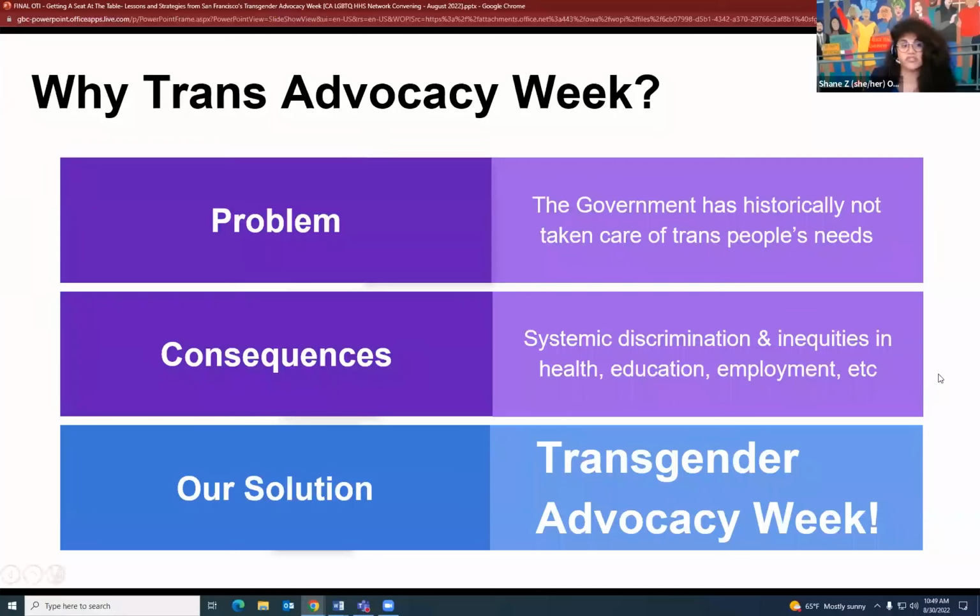So our solution was Advocacy Week, Transgender Advocacy Week. We wanted to find a way to advocate for our community through programs and services that could be made whole, to ensure that our community is not left behind, and also to create something for us and by us. And we thought through Advocacy Week that we could hold our elected officials accountable to the communities that they're serving.